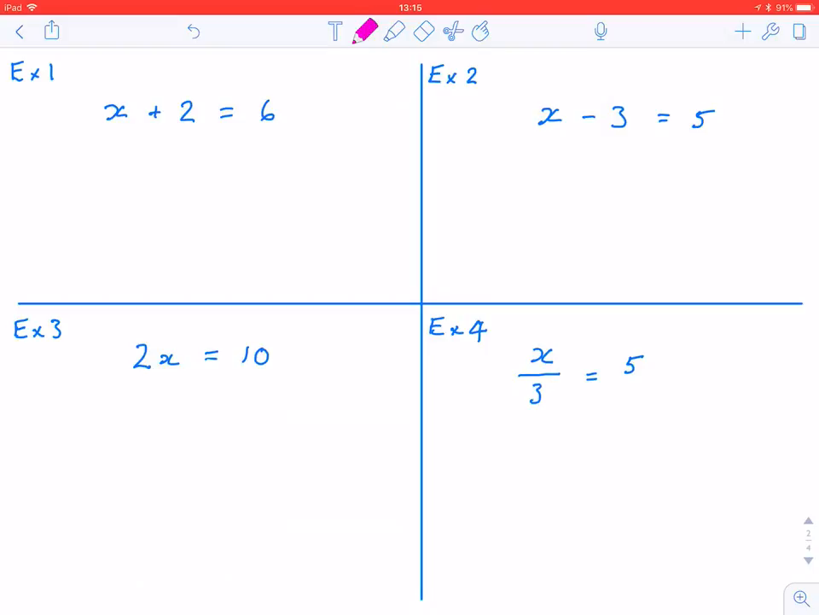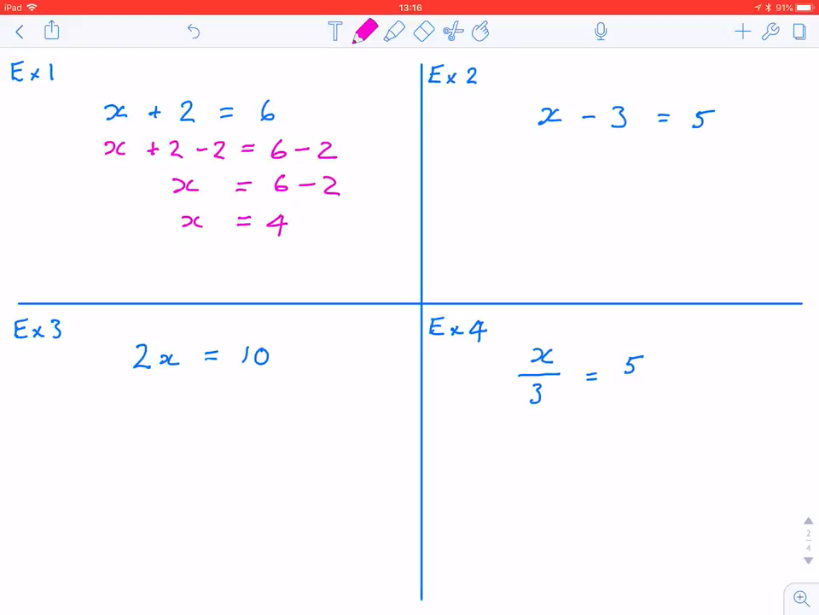statements. Example 1. x plus 2 equals 6. Well, if x has had 2 added to it, to get x on its own we'd have to do the opposite and take 2 back off. But to keep the equation balanced, if we did it to the left hand side, we'd also have to do it to the right hand side. So on the left we've now got x, and on the right we've got 6 minus 2. So x is 6 minus 2, which is 4.